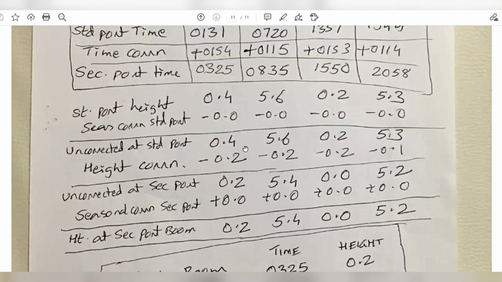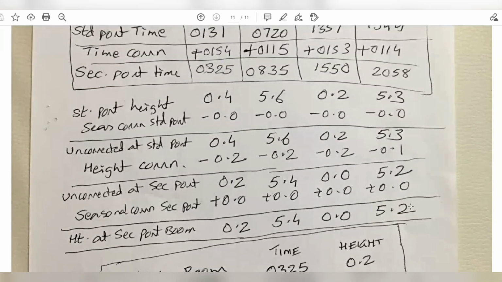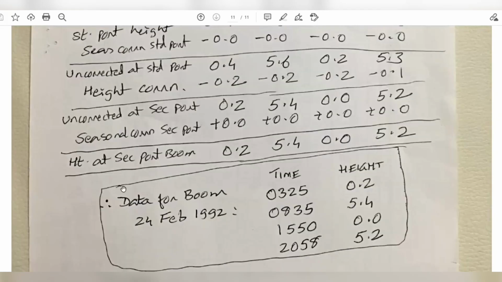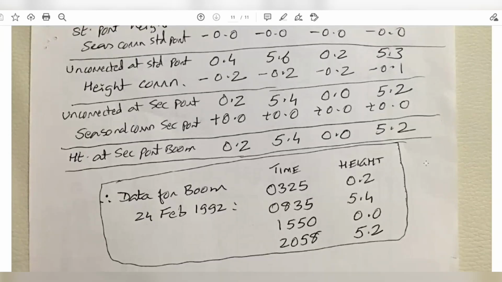So now just apply these corrections and get this height at secondary port. You have already got the data of height at secondary port now. After that, write down the data for boom. This is what the question had asked, no? Write down the data for boom, 24th February. So we have got the time, we have got the height. Okay, half the question, or the main part of the question, is complete. Now we have to do the other one.